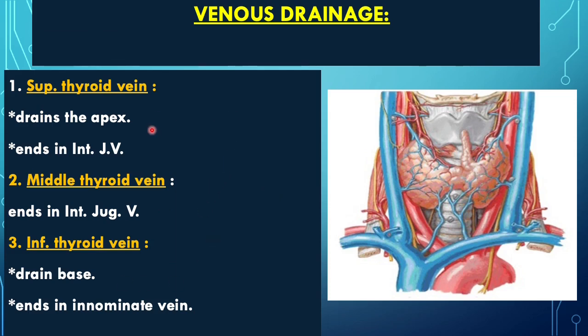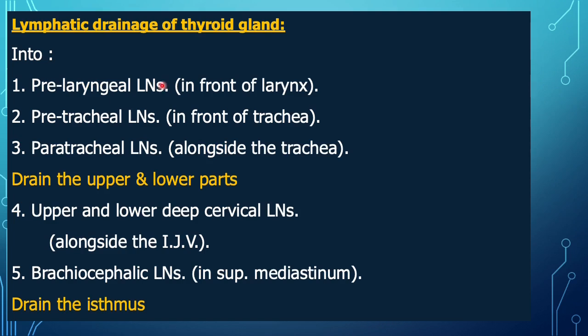So what about the venous drainage? As we said, there are two important arteries and one plus minus artery. Here we have three veins. The upper third of the gland is drained by the superior thyroid vein, which ends in the internal jugular vein. The same is true for the middle one, while the inferior one ends in the brachiocephalic vein, mainly the left one. Okay, so that is the venous drainage of the gland.